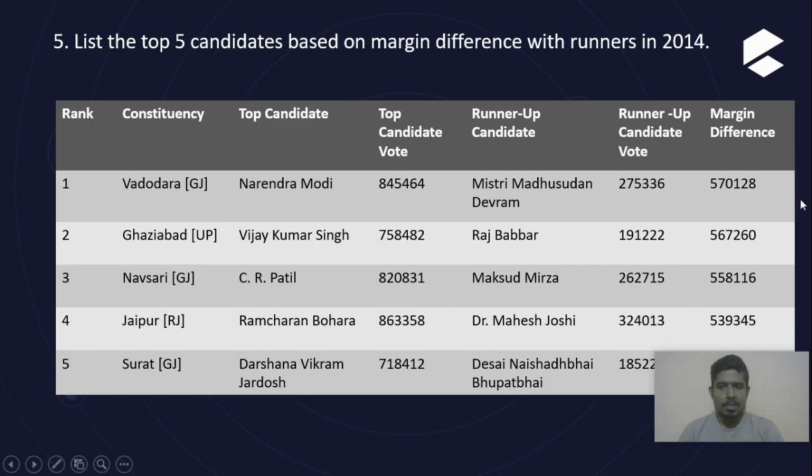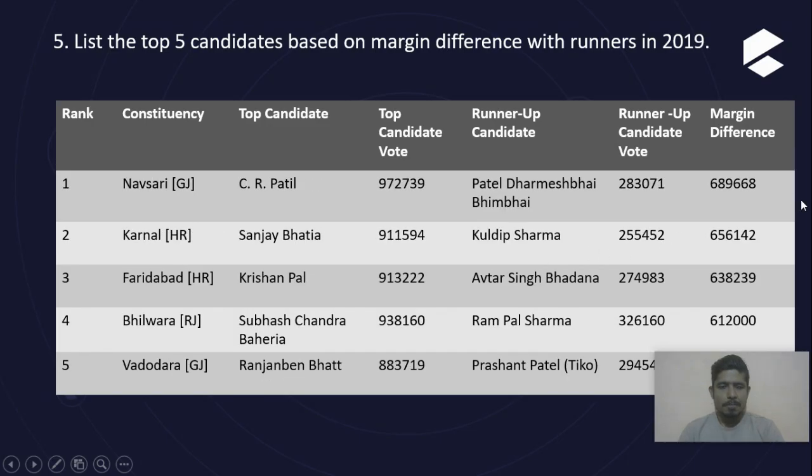Considering the election year 2019 and seeing the top five candidates, these top five candidates in the 2019 election are C.R. Patil from Navasari, Sanjay Bhatia from Karnal constituency, Krishan Pal from Faridabad constituency of the state Haryana, Subhash Chandra Baheria from Bhilwara constituency of the state Rajasthan, and Ranjan Ben Bhatt from Vadodara constituency of the state Gujarat.